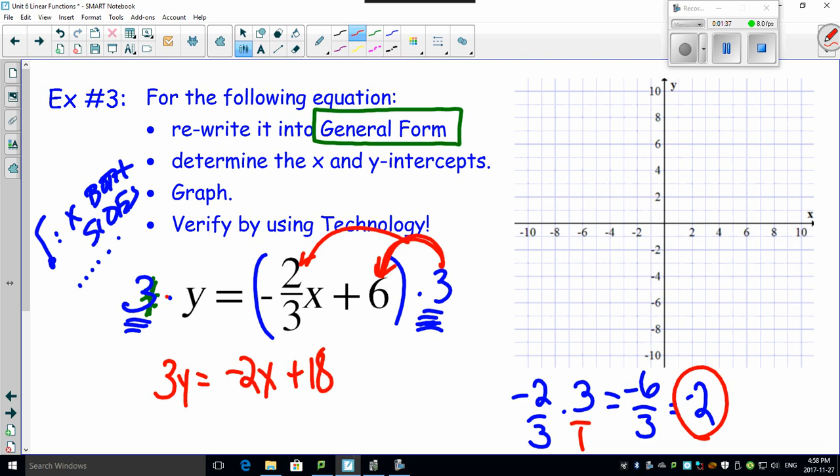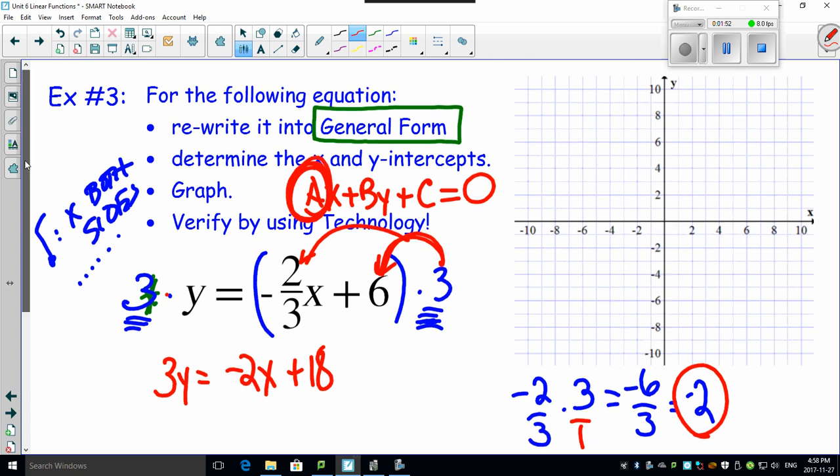But now, remember the other thing about general form? It has to be ax plus by plus c, and it all has to equal 0. This guy has to be a whole number. So in other words, no negatives. Well, that's going to be real easy to do.